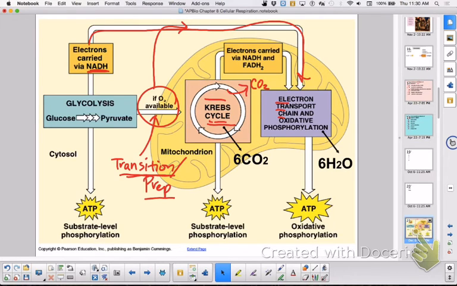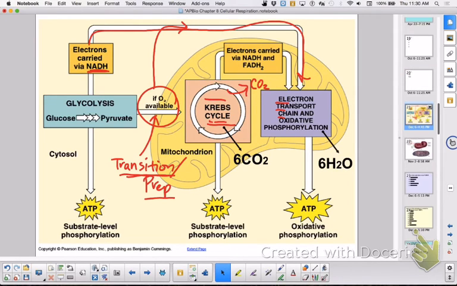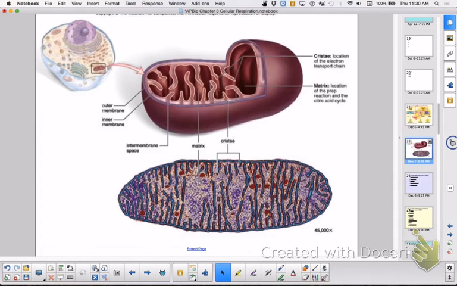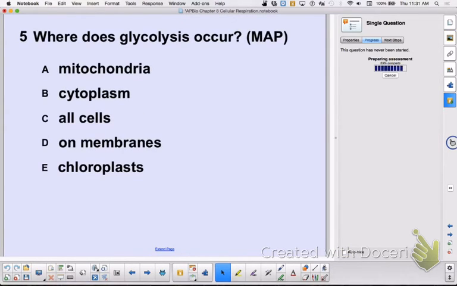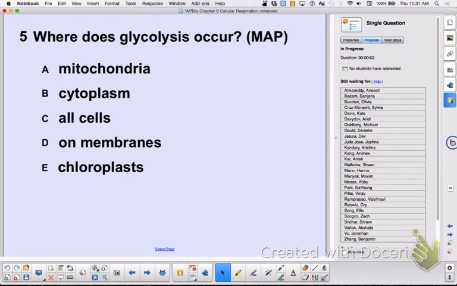So, let's talk about the structure of the mitochondria. The innermost part right here is called the matrix. You're going to do your Krebs cycle here, and your electron transport chains are happening all on this inner membrane right here. Those are called the cristae, those little folds. Let's see if you can do this.